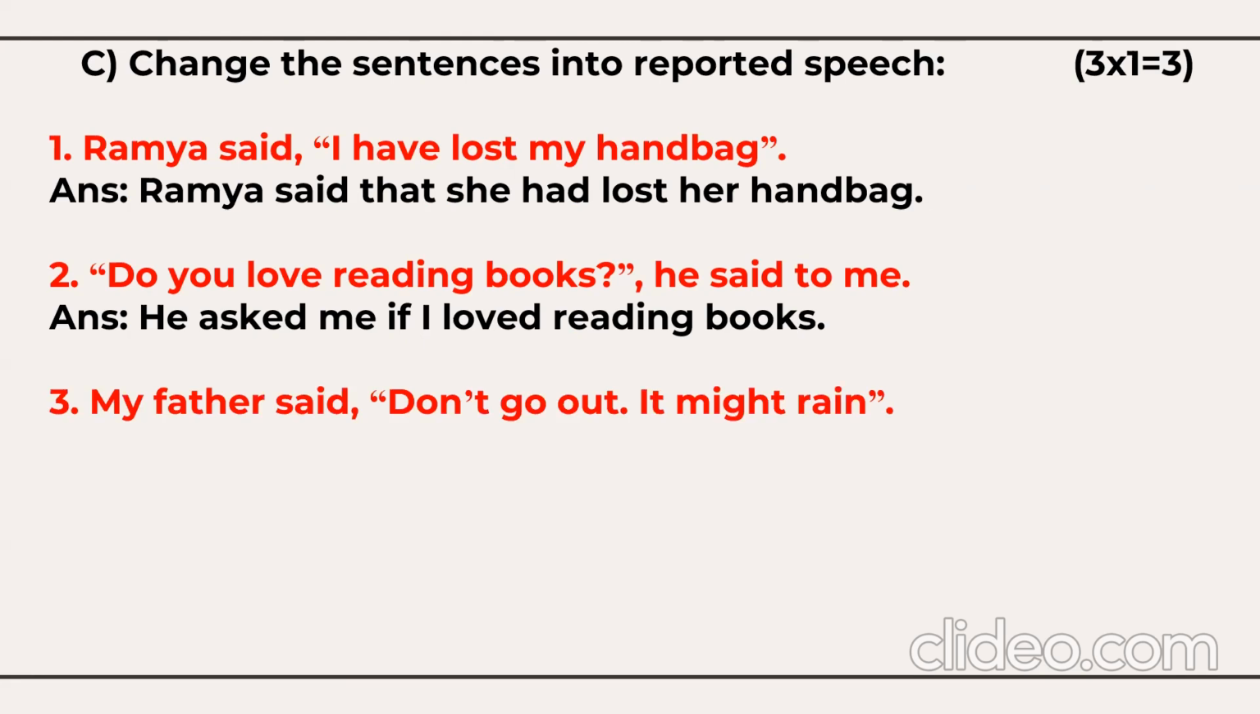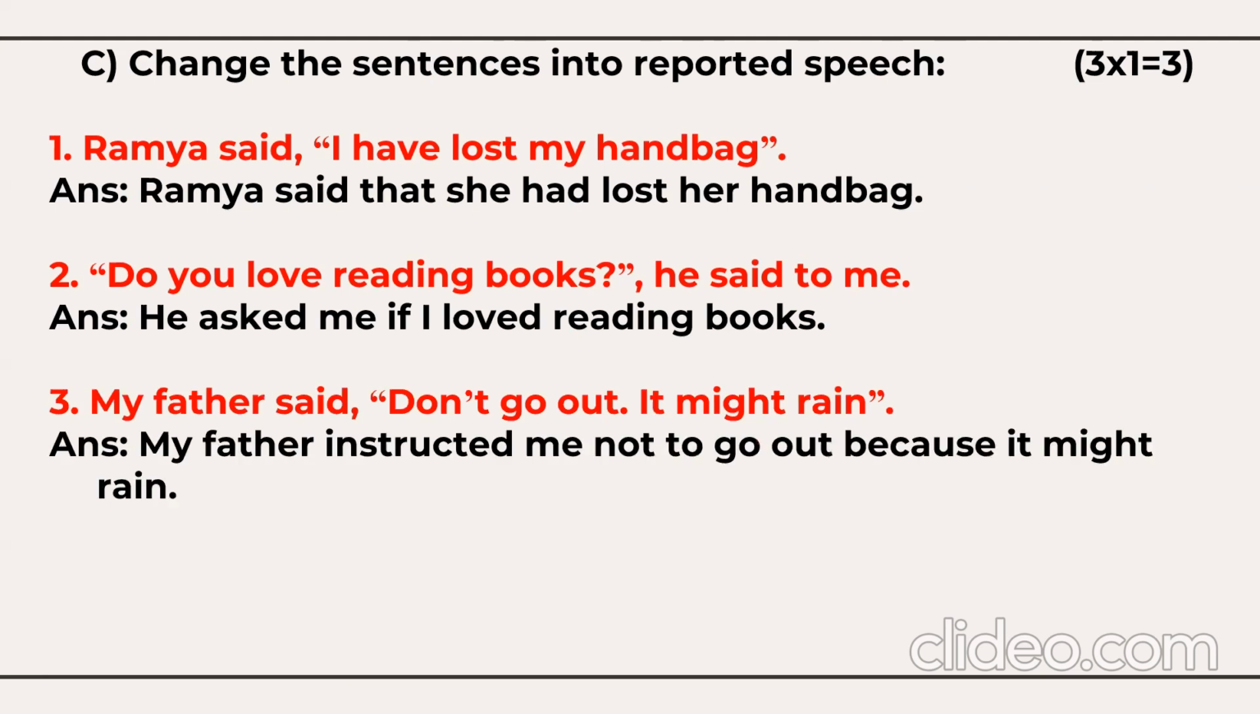Then my father said, don't go out, it might rain. It's an imperative sentence. My father instructed me not to go out because it might rain. So these are the three questions for the reported speech. I have done special videos on active passive voice and reported speech. You can see the links in the description box.